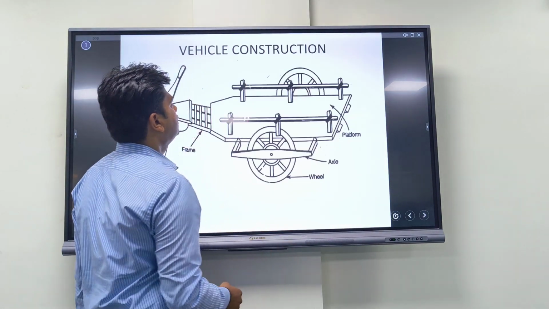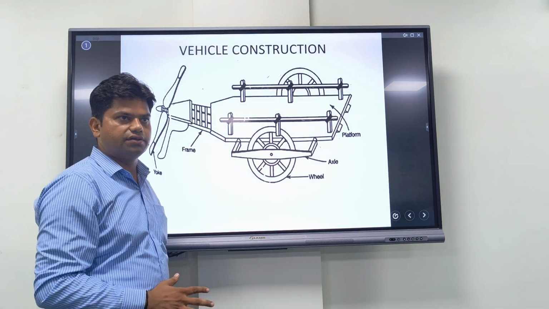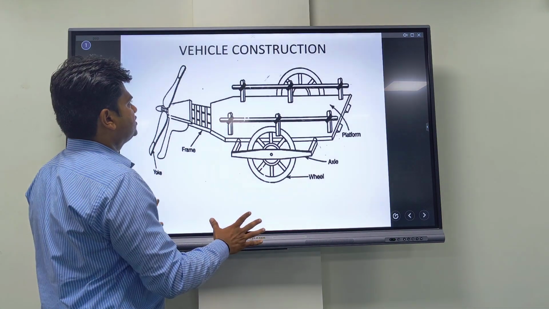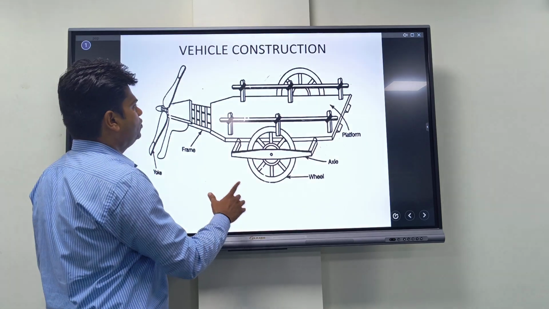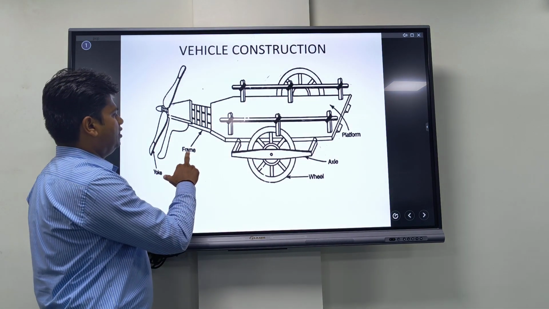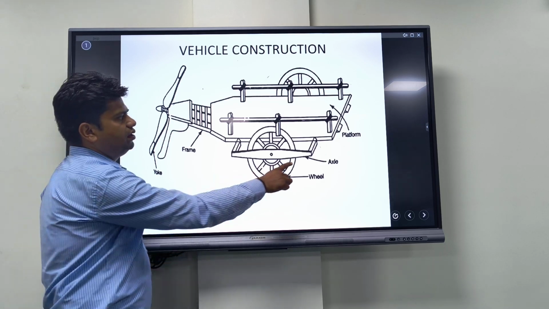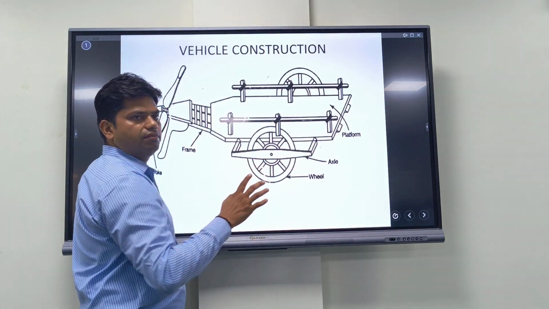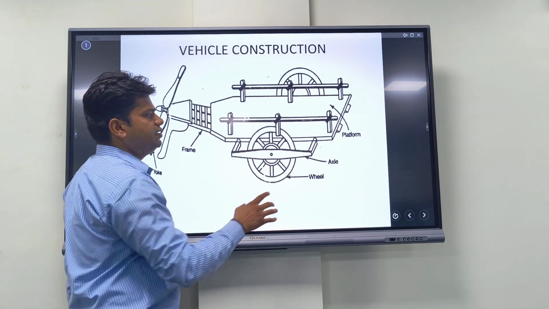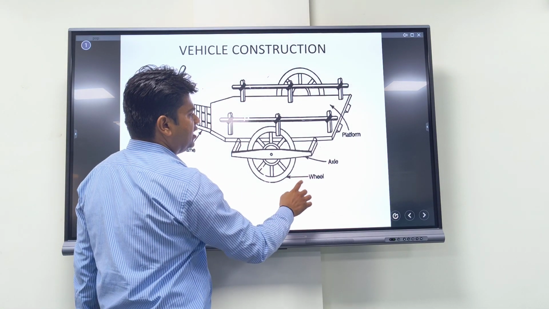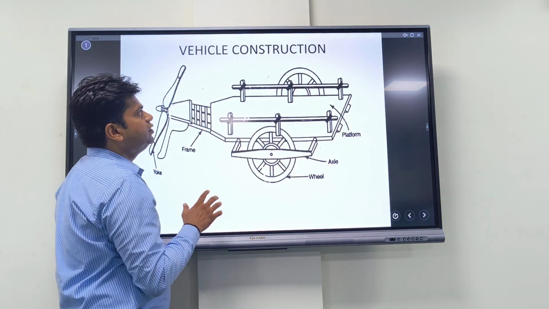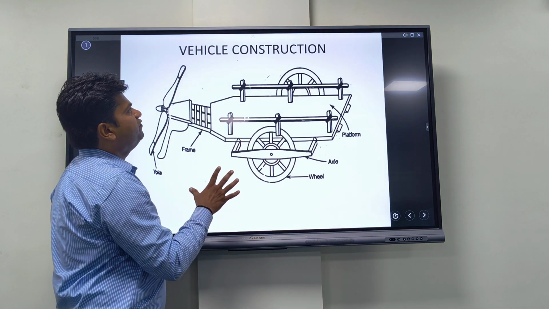The second slide is vehicle construction. Here we show a vehicle construction. This one is the frame, this one is the yoke, and this is the platform on which we can sit easily. And this one is the axle and this one is the wheel. Here it is a vehicle construction.